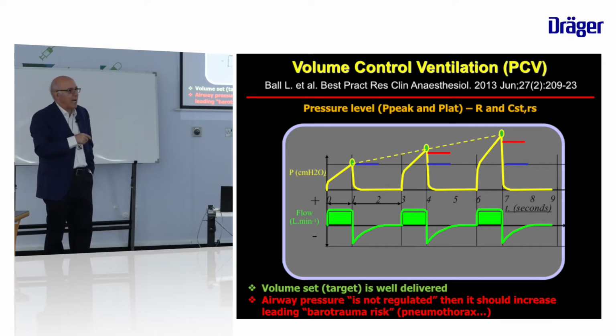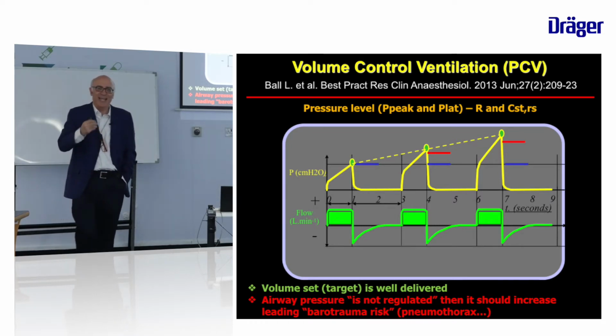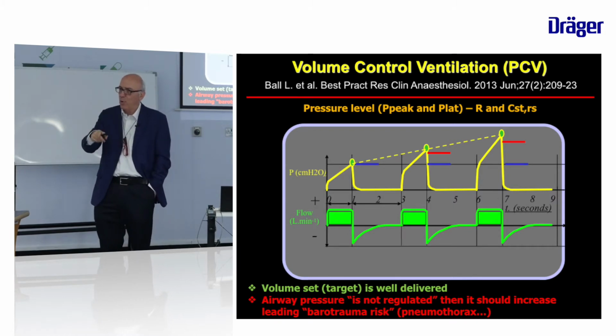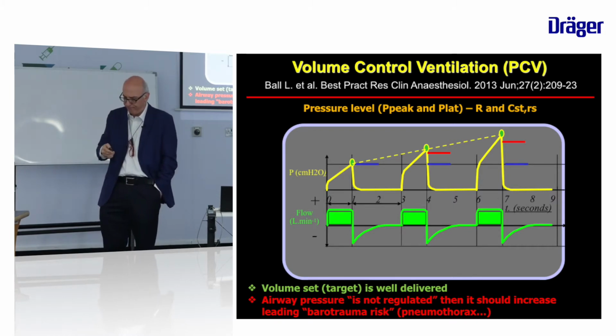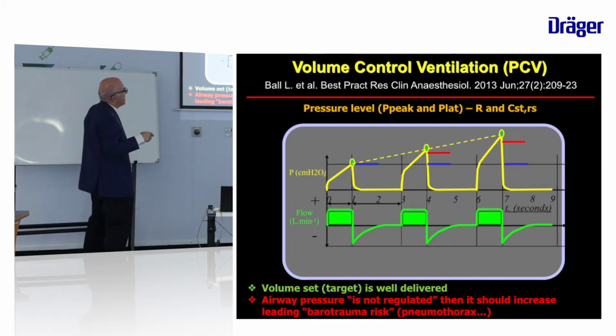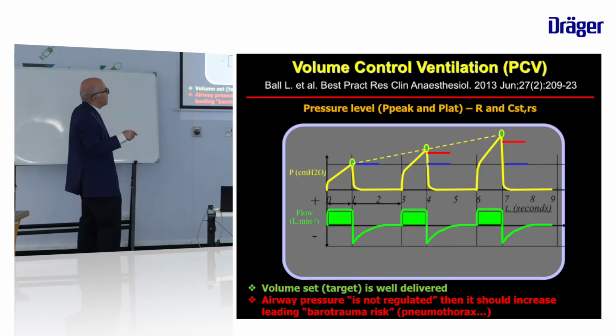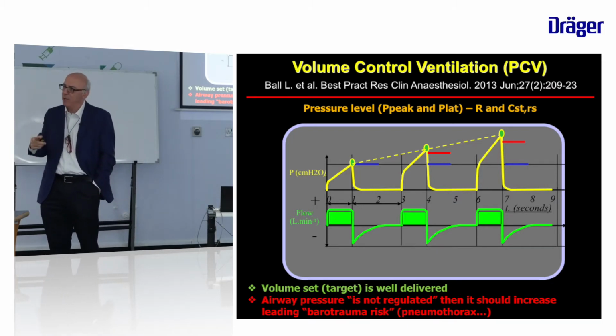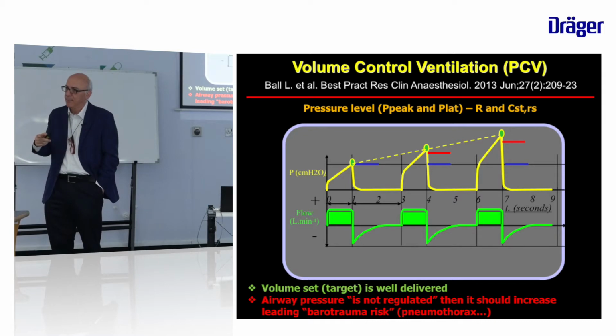So if you occlude the airways at end inspiration, you have a plateau pressure in blue, and you have an increase in the difference between peak pressure and plateau pressure. So if you have an increase in peak pressure in volume control, you always have to occlude the airways at end inspiration when possible. And if you have an increase in the difference between peak inspiratory pressure and plateau pressure, this means that you have an increase in the airway resistance, okay?